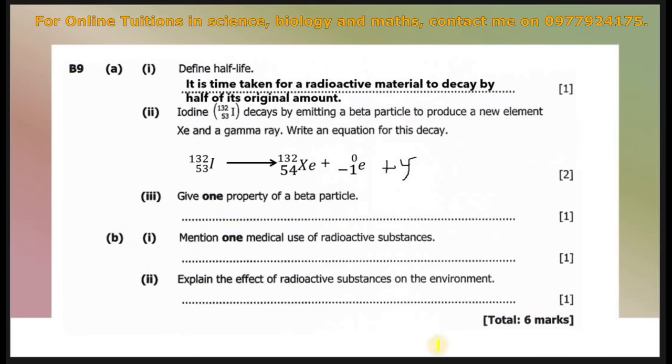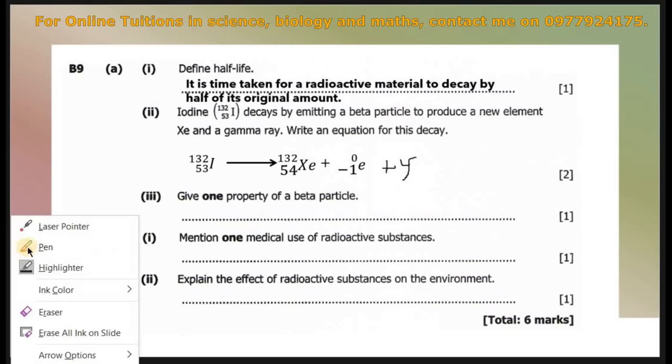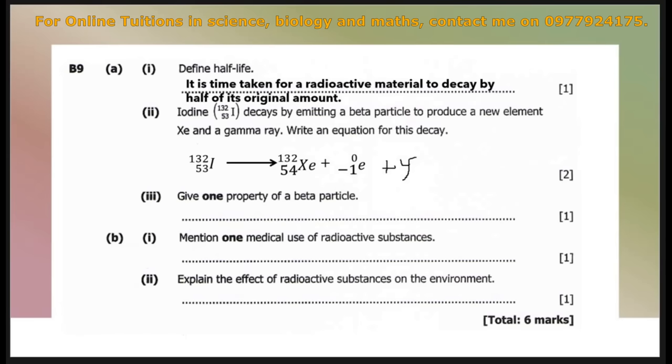Then next, give one property of a beta particle. Many properties, but one is that beta particles have a charge of -1. Then B1, mention one medical use of radioactive substances. Many. So they are used also in the treatment of cancer. They have so many uses.